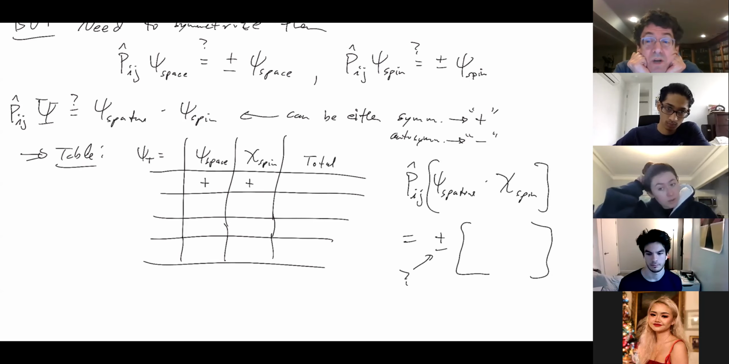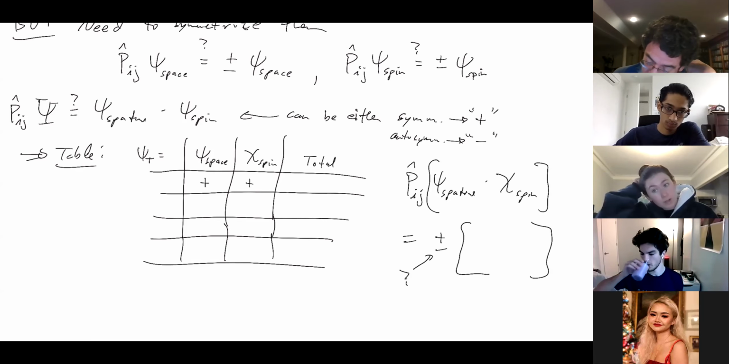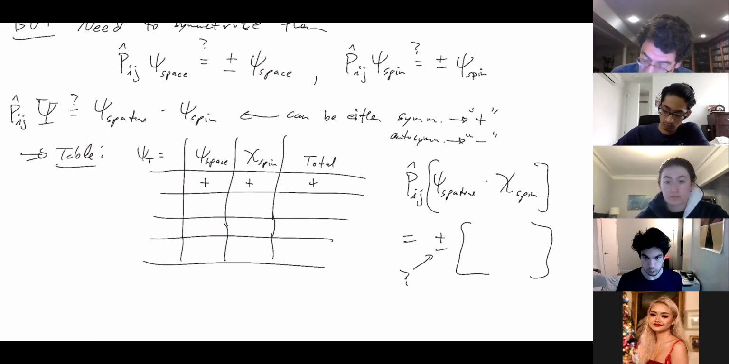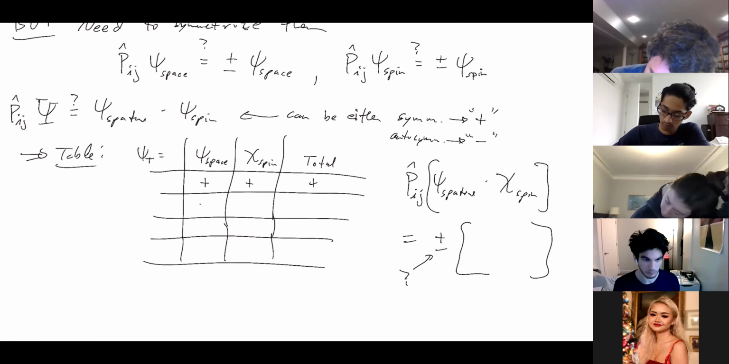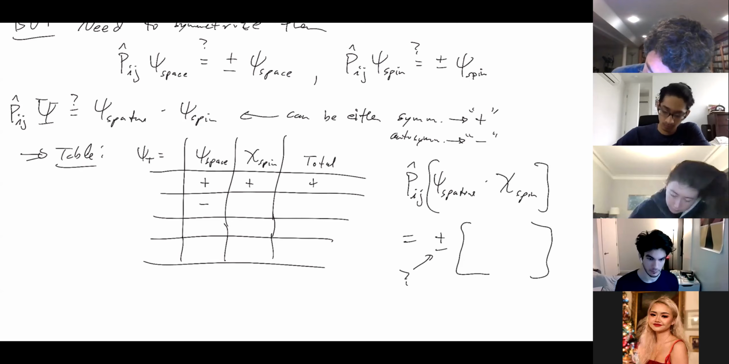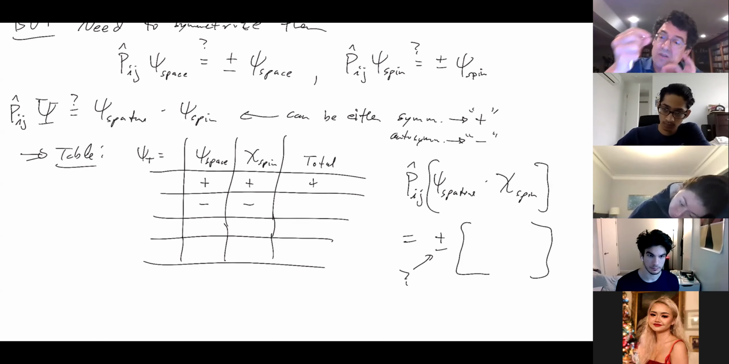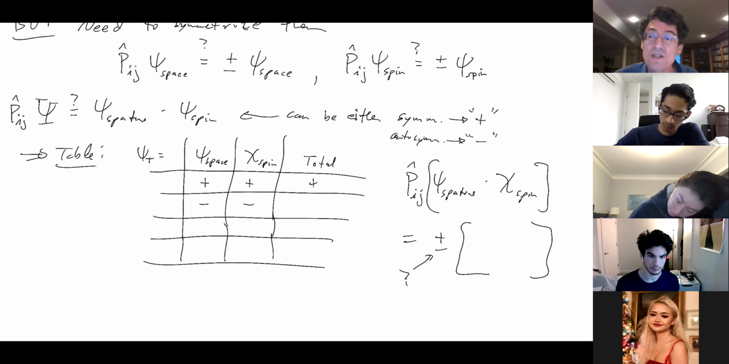Plus. Right, because it's a product. It's just this times that, so it's plus. Another possibility is that the spatial wave function has negative symmetry and the spin wave function has negative symmetry under particle exchange. It means that they get a negative sign when I do the exchange. In that case, what is the total symmetry of the total wave function?